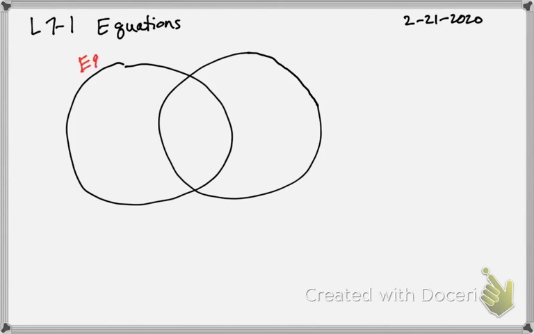So how a double bubble or a Venn diagram works is you have 3 sections when you overlap 2 circles. The outer section on the left is just things that are true about equations. The outer section on the right is going to be things that are true about expressions. What goes in the intersection is things that are true about both of them. So let's talk about equations, things that are unique to equations.